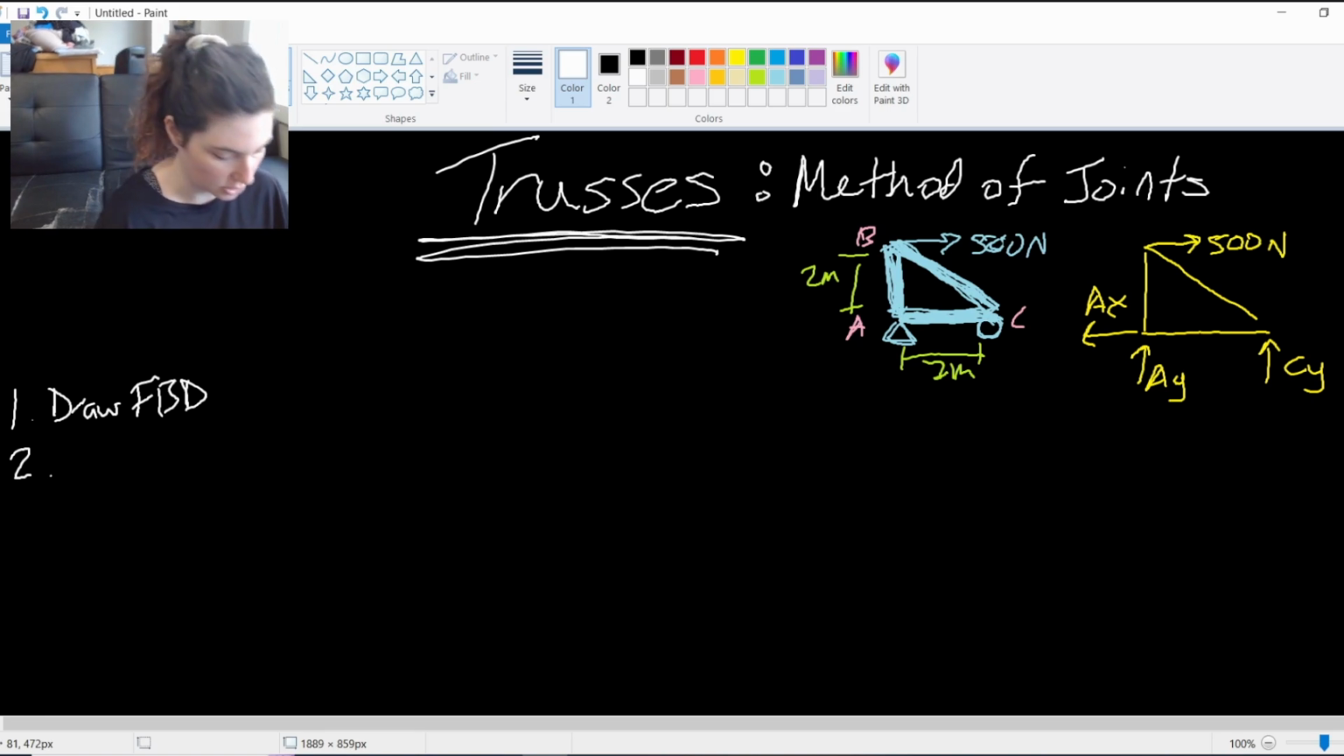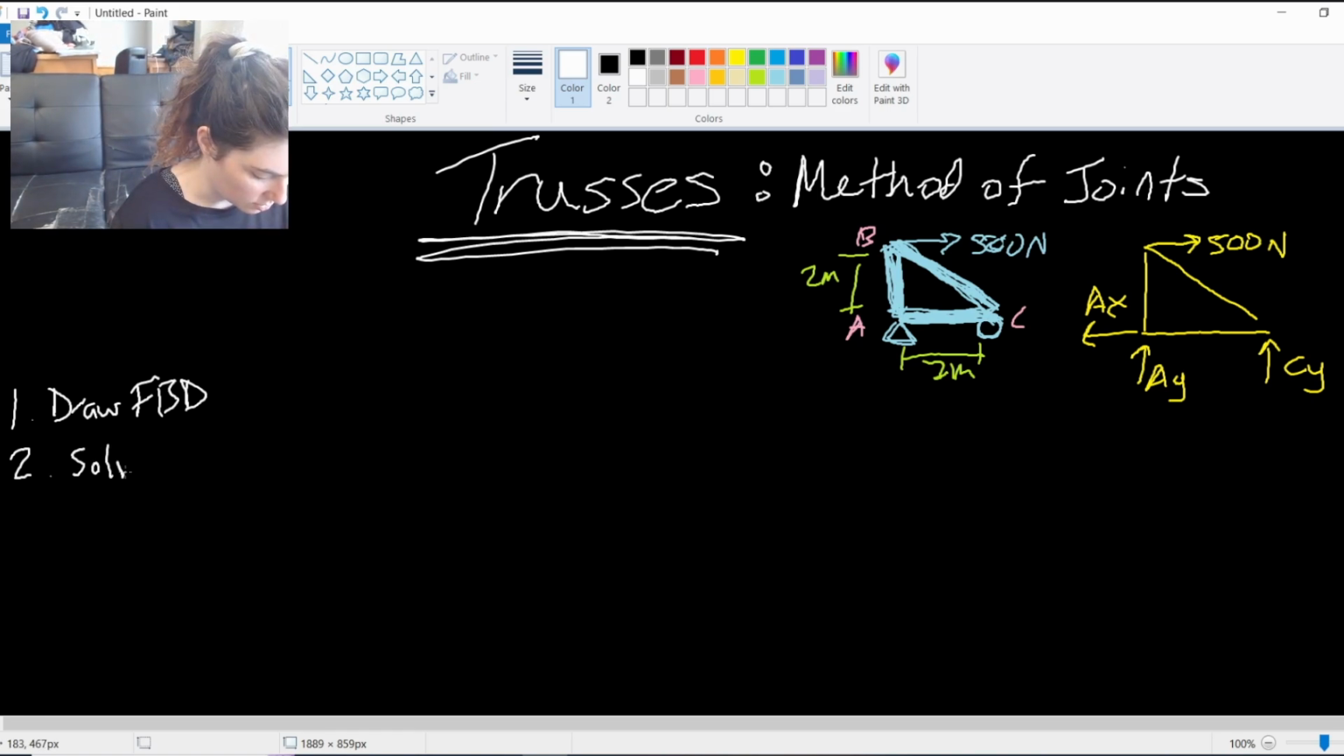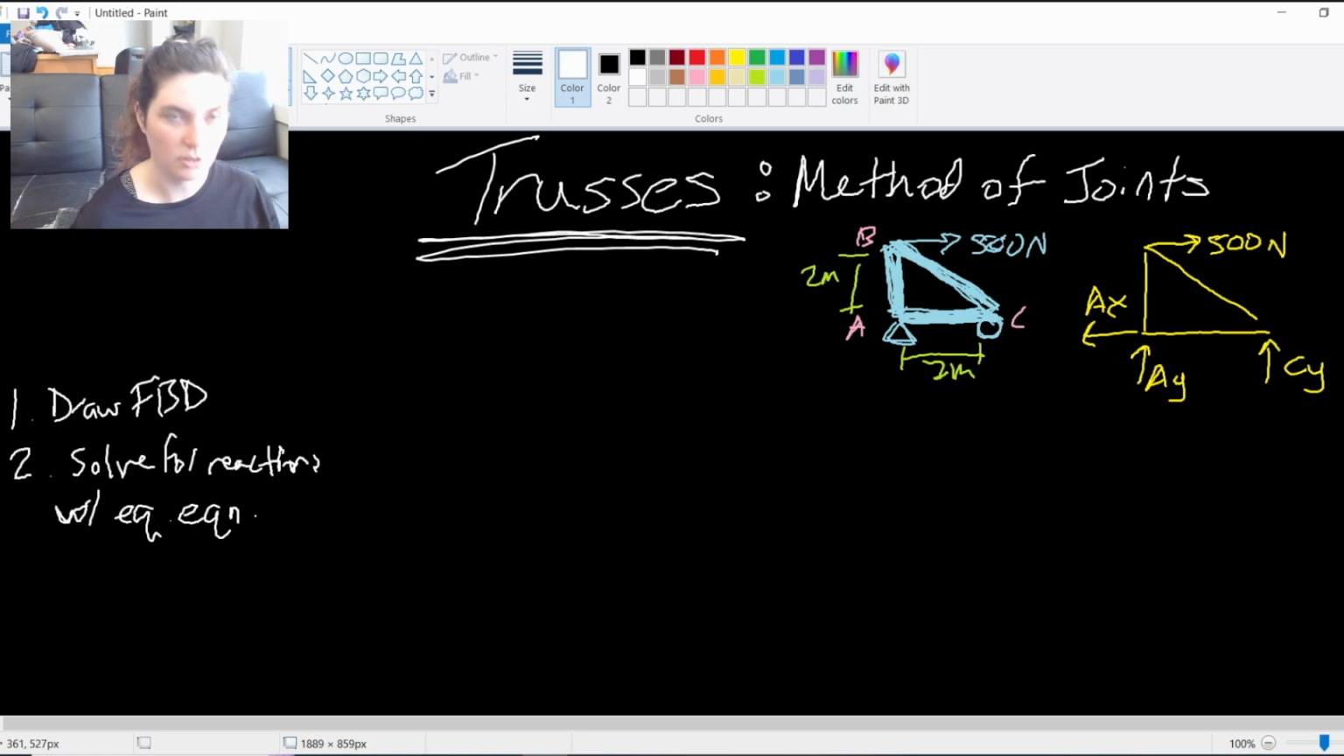solve for these reactions. Solve for our reactions with our equilibrium equations. So these, of course, are our sum of x forces, sum of y forces, and sum of moments equals 0. So in this case, I would start with my moment, usually the easiest thing to start with.